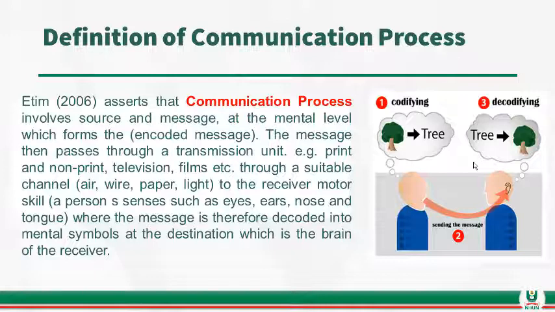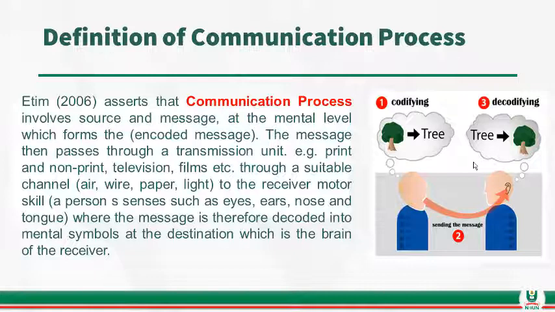The source is the sender. The sender is the person sending the message at the mental level, which forms the encoded message. The message can then pass through a transmission unit, and this unit can be anything that can transmit information. It could be print, television, or other means of transmitting information. Then through a suitable channel, and the channel could be air, wire, paper, light, board, or computer, to the receiver.